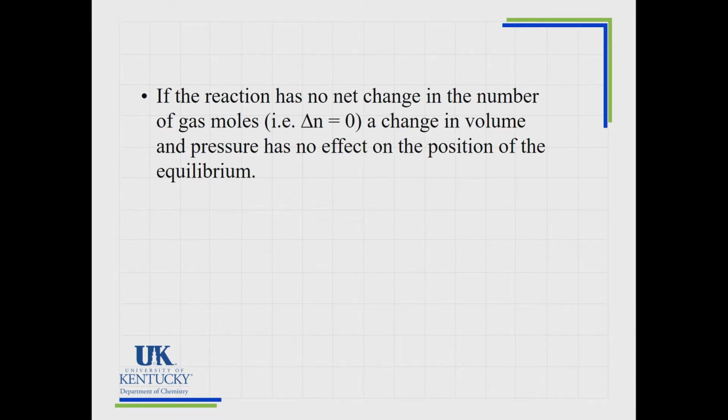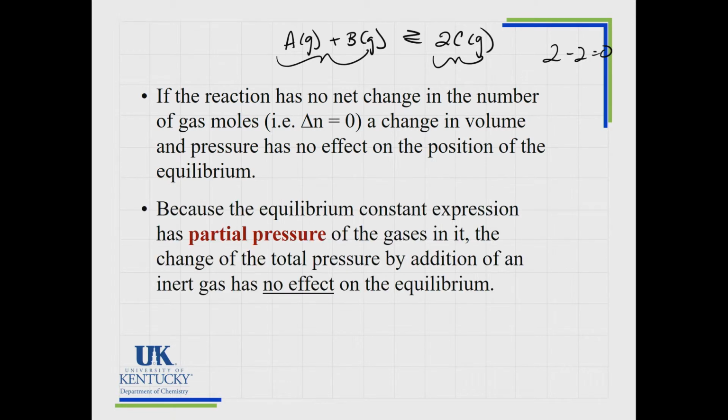Oh, let's have a couple exceptions. Let's have a situation where maybe we've got A gas plus B gas going to 2C gas, okay? The delta N is 0. I have 2 moles of gas on this side. I have 2 moles of gas on this side. 2 minus 2 is 0. If there's no change in the moles of gas, then shifting is not going to help it at all. So increasing the pressure, decreasing the pressure by changing the volume is not going to have any effect on the equilibrium, because shifting is not going to be able to cause any relief of that stress.